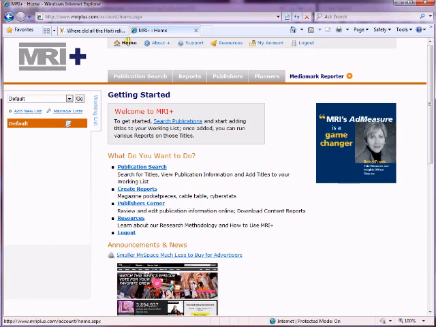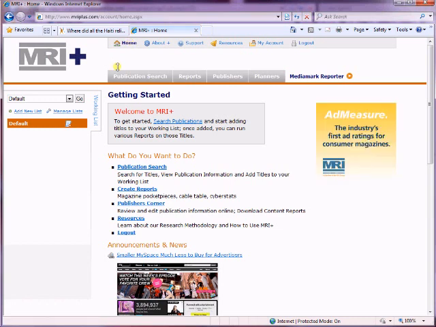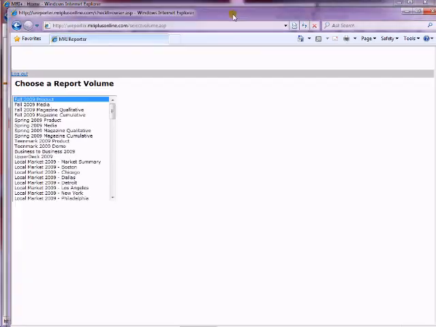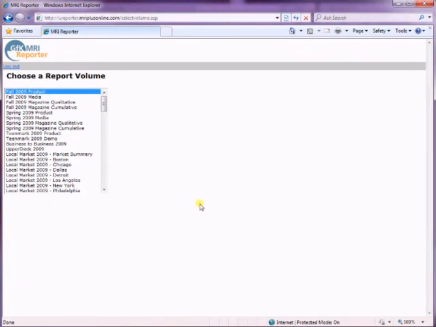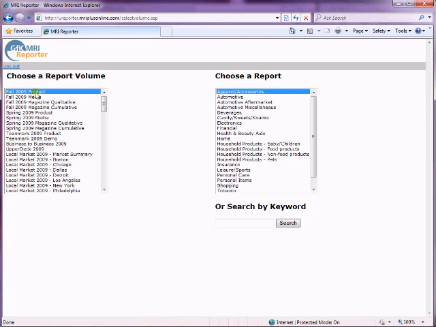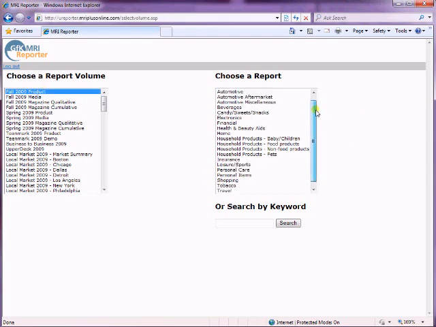Okay, so we've logged into MRI and we're going to use the MRI Reporter feature. First, we choose a report volume. Let's select the 2009 fall product base. This is a nationally representative survey of American consumers. And let's investigate, I'll pick something random. Let's do tobacco.